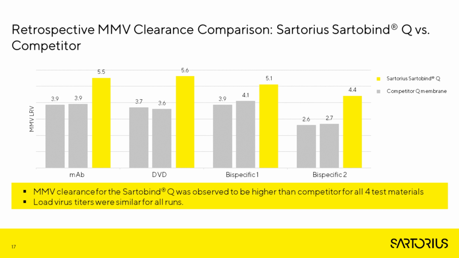So for the last part of the study, MMV retention results with Sartabine Q were compared to historical data for the competitor's product. The MMV clearance for Sartabine Q was observed to be higher than the competitor for all 4 of the test materials. The load titers for these studies were similar for all of the runs. And here we see the LRVs ranging from 4.4 up to 5.6 with the Sartabine Q.